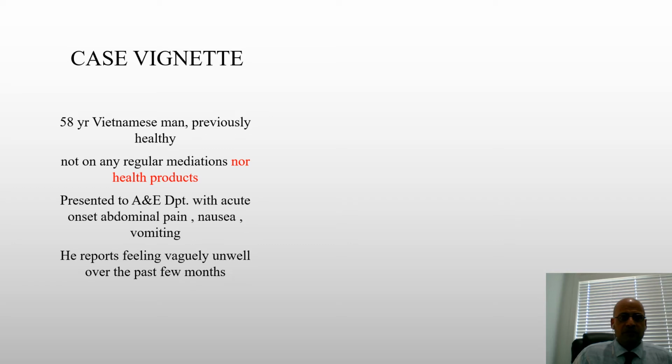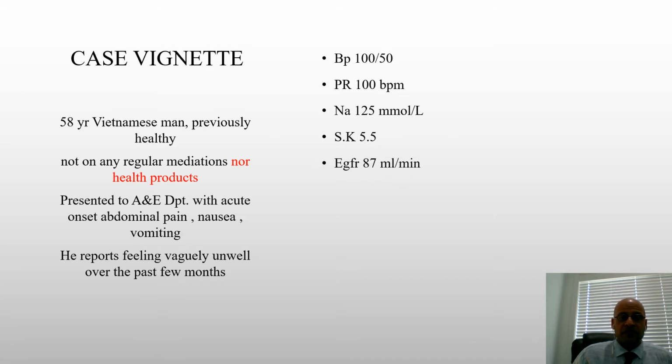Now, this guy presented to the emergency department with acute onset of nausea, vomiting, and abdominal pain. He did report to the A&E physician that he was feeling rather unwell over the last few months. He was slightly hypotensive, pulse rate is on the high side, his sodium was low, his potassium was marginally elevated, he had normal kidney function, normal pancreatic lipase and amylase, and normal inflammatory markers.